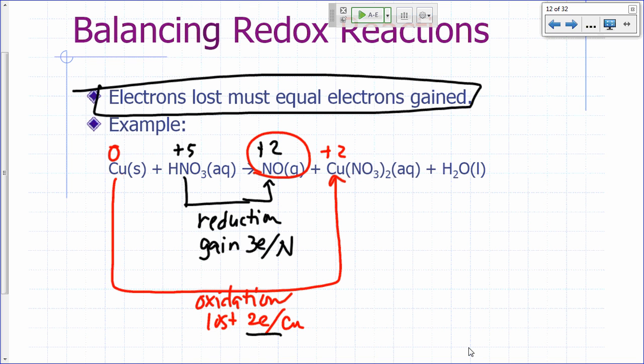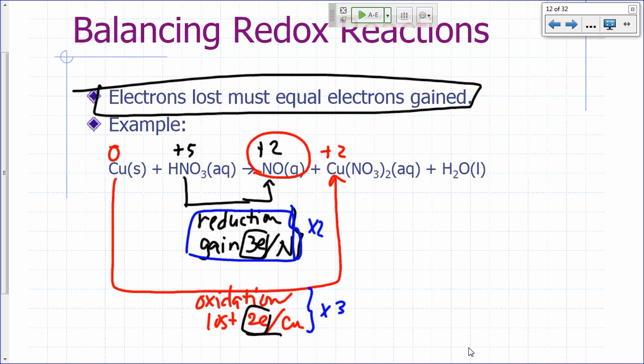We adjust coefficients, right? So we find the least common multiple of 3 and 2. What's the least common multiple of 3 and 2? 6. What do I multiply 3 with to get 6? 2. So this has to happen 2 times, and every time this thing happens, reduction happens twice, my oxidation must happen 3 times in order to balance electrons lost and gained.